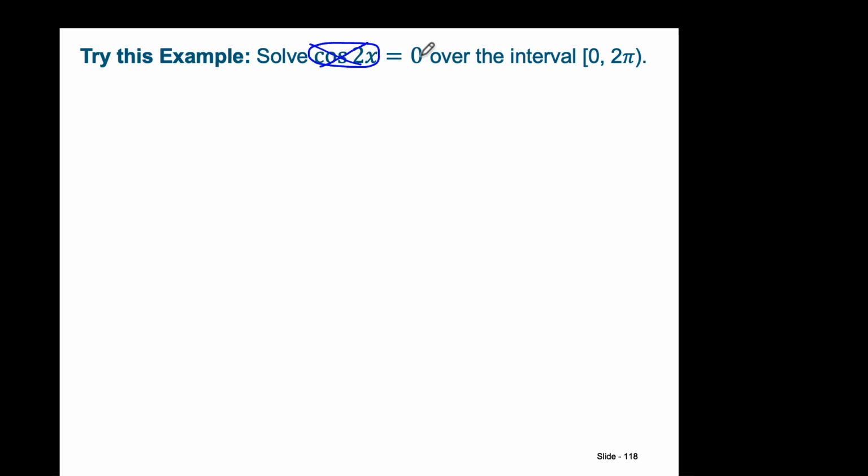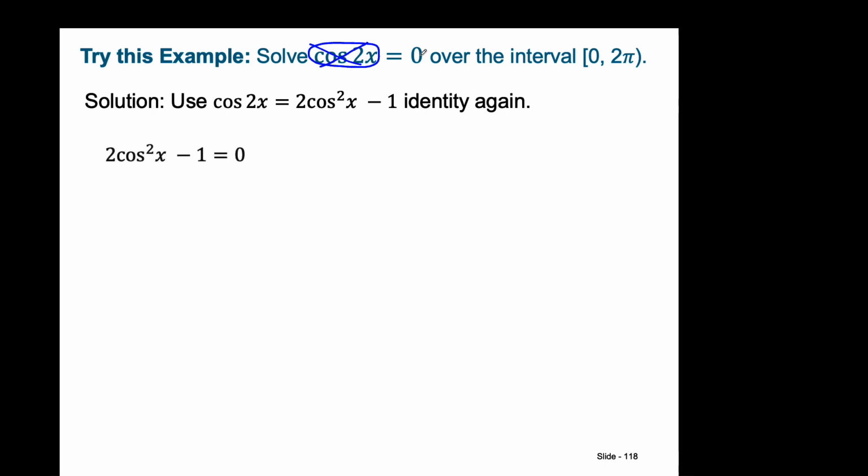Welcome back. If you use the double angle identity, cosine of 2x equals 2 cosine squared x minus 1, you're on the right track. That would make our equation look like this. Twice cosine squared x minus 1 equals 0, and that just came from here. Add 1 to both sides of the equal sign. Divide both sides of the equal sign by 2. Take the square root of both sides of the equal sign.